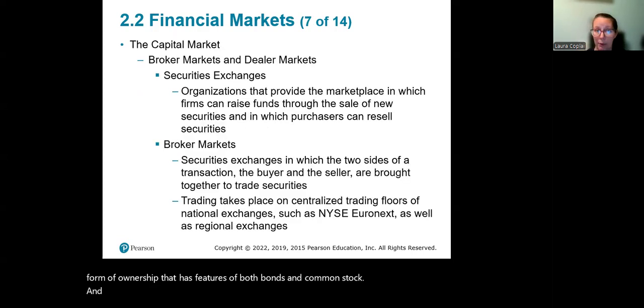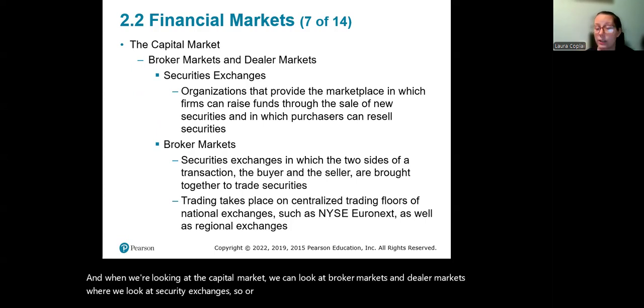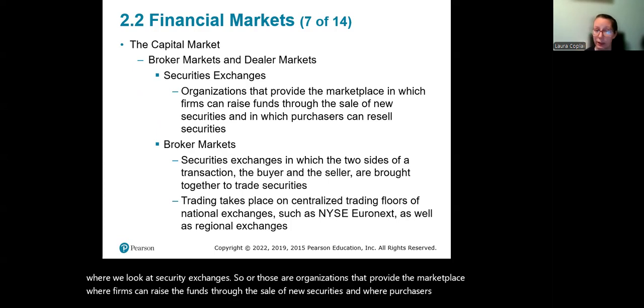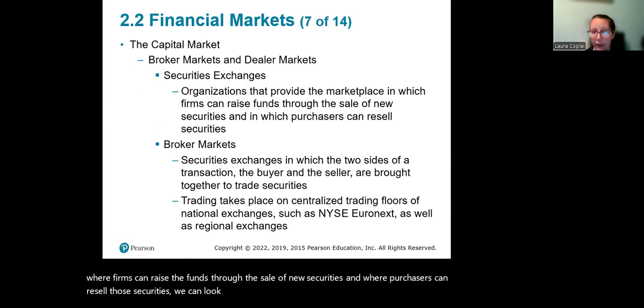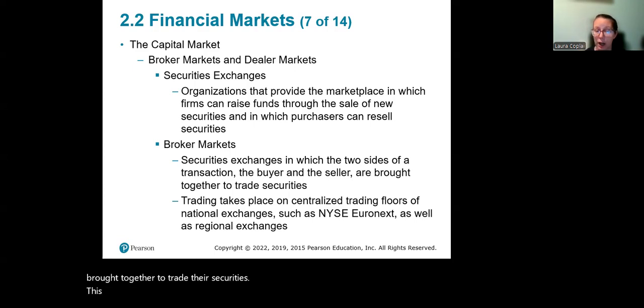And when we're looking at the capital market, we can look at broker markets and dealer markets, where we look at security exchanges. Those are organizations that provide the marketplace where firms can raise funds through the sale of new securities and where purchasers can resell those securities. We can look at broker markets. Those are security exchanges where the two sides of a transaction, the buyer and the seller, are brought together to trade their securities. This usually takes place on trading floors of national exchanges like your NYSE, Euronext, as well as regional exchanges.